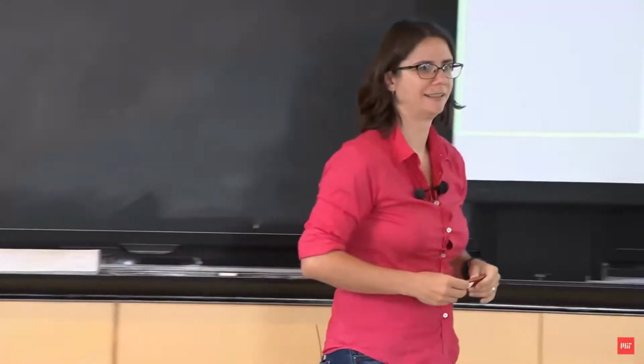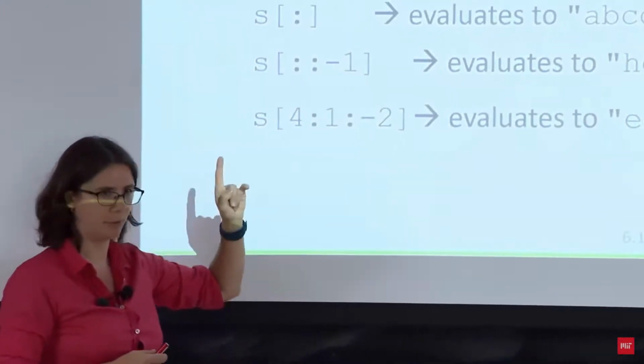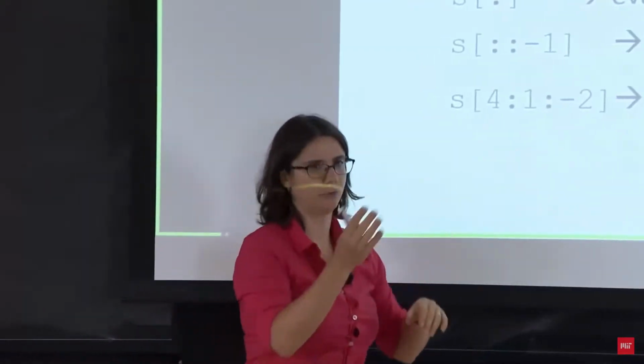Yes, question. Why do we skip D? Because the step is 2. When the step is 1, we take every character. When the step is 2, we skip every other one.